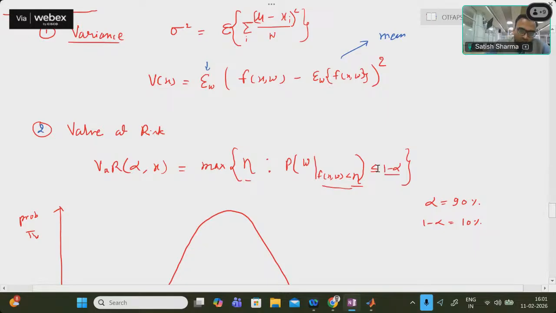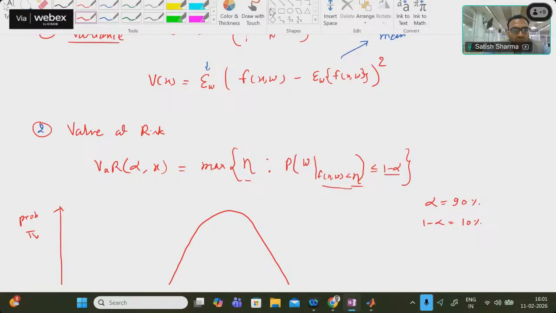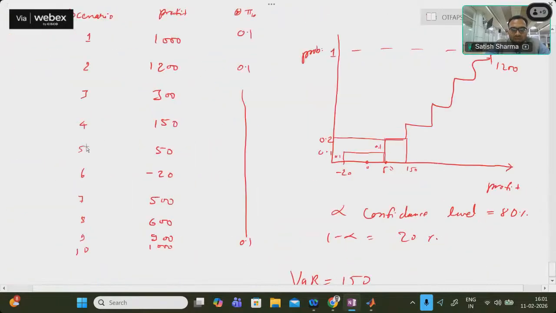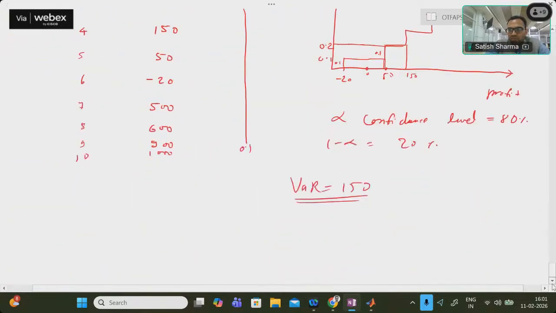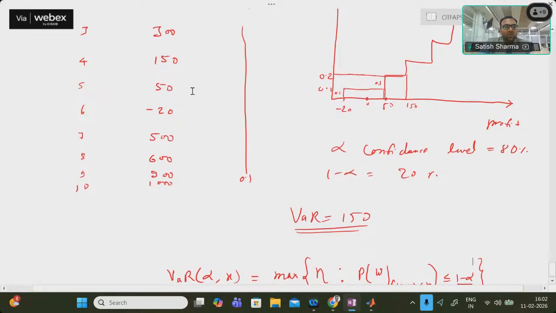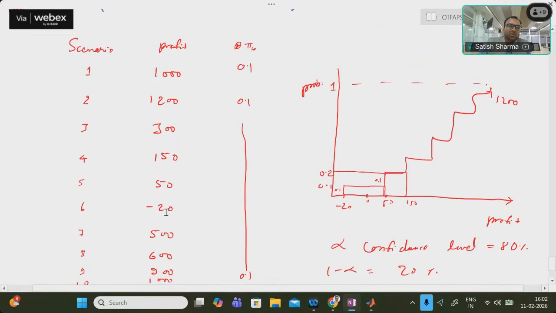By looking at this particular value, the maximum value of eta, so let me copy this one and explain it with this particular example so that you will be able to understand it more accurately. Okay, so control C and let me put it here. So you can check here the probability of function value less than eta. First of all, the function value is minus 20. So that probability is 0.1 for minus 20.